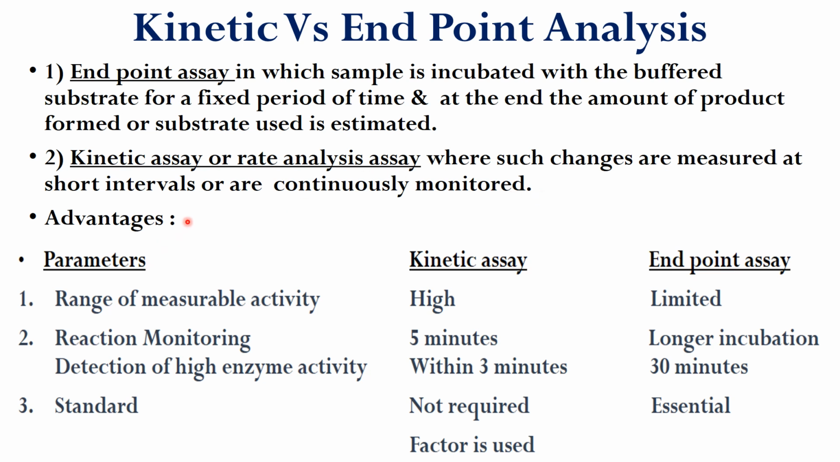So kinetic methods have more advantages. The range of measurable activity is high. Reaction monitoring completes within 5 minutes. Detection of high enzyme activity is seen within 3 minutes. Standard is not required and a factor is used. Whereas in endpoint assay, the range of measurable activity is limited. Reaction monitoring needs long incubation periods. Detection of high enzyme activity needs more than 30 minutes, and a standard is essential.